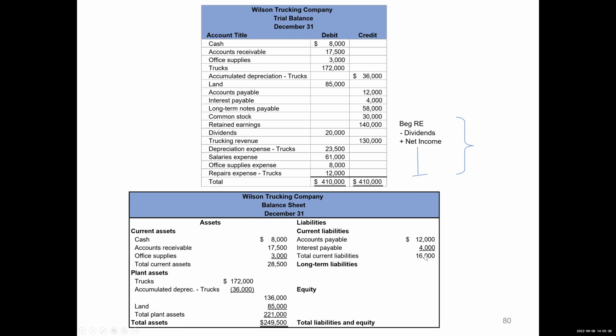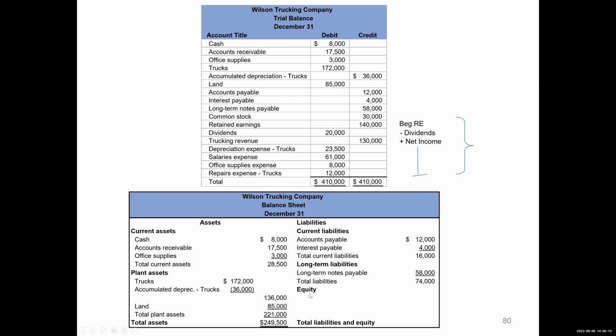All right. Now we're going to move to long-term liabilities. And okay, I only see one. There it is. Long-term notes payable, 58,000. Okay, good. So the total liabilities, which would be the current liabilities of 16 and the long-term liabilities of 58, add that together, that's 74,000.